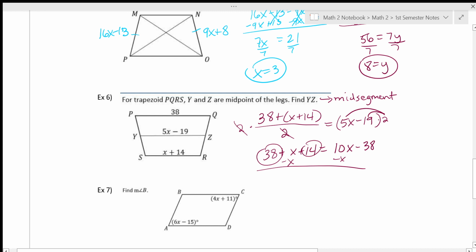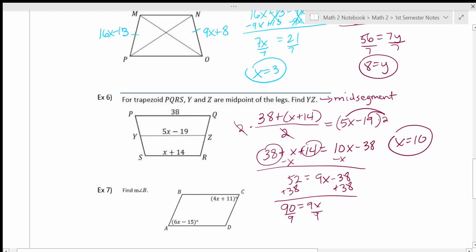38 plus 14 is 52. So I have 52 equals 9x minus 38. Then I'm going to add 38 to both sides. So I get 90 equals 9x, divided by 9, and I get x equals 10. That's not what it asked me to find. It asked me to find YZ, so make sure we always go back and check.